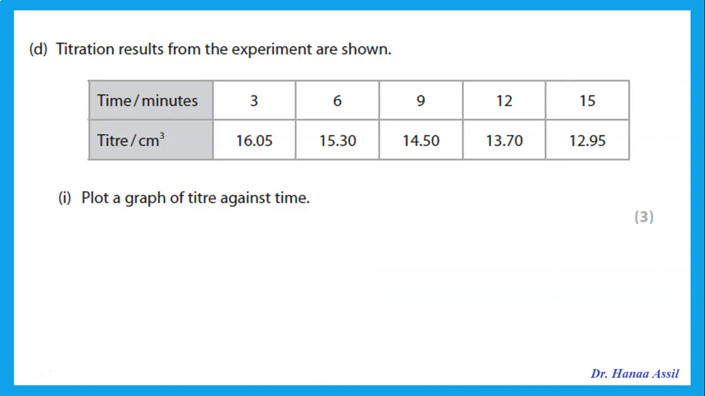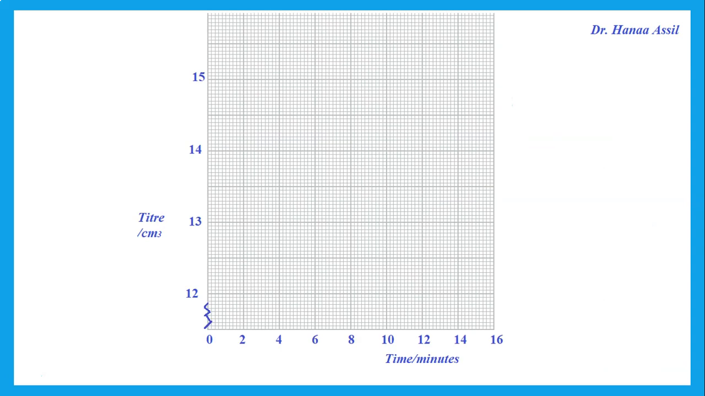Titration results from the experiments are shown. Plot a graph of titre against time. Now, he wants you to plot a graph. We want time in minutes versus the titre in cm³. That's the first thing you do, label the graph. And we need to use as much of the graph paper as possible. So we need to spread out the graph.